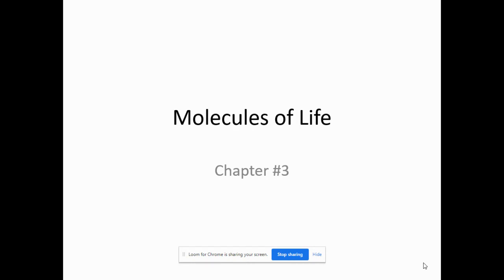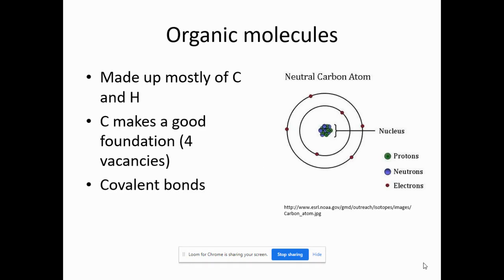Okay, so organic macromolecules. What makes an organic molecule organic? Well, they are molecules made up mostly of carbon and hydrogen. There are some organic molecules that are totally made up of carbon and hydrogen. Now, carbon makes a good foundation for these organic molecules because carbon has 4 valence electrons. You see them right here, 1, 2, 3, 4.